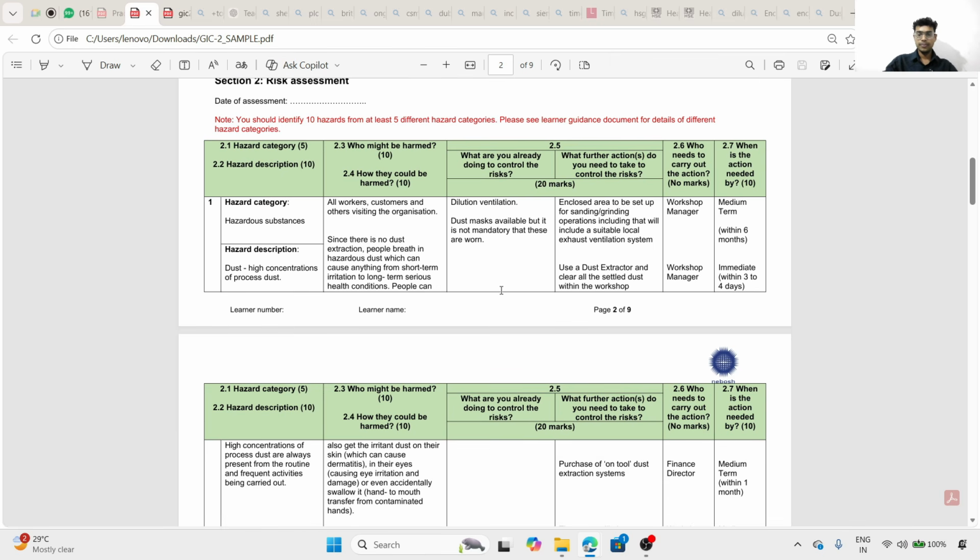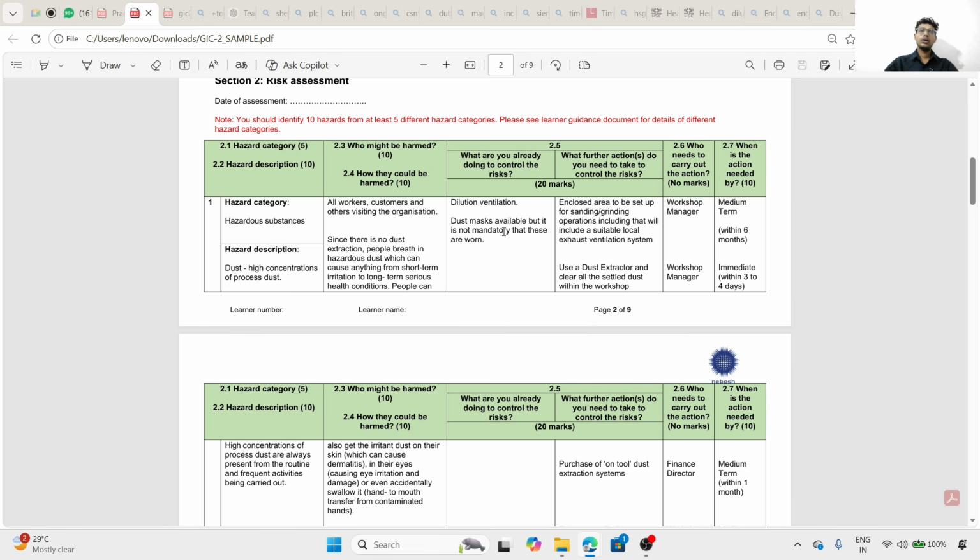And then it is said dust mask available, but it is not mandatory. Remember one thing, as I told you, PPE, personal protective equipment, is not the first step but the last step as per the general hierarchy of control. First comes elimination, second substitution, third the engineering controls, fourth the administrative controls, and followingly we have the PPE. That is the format that should come.